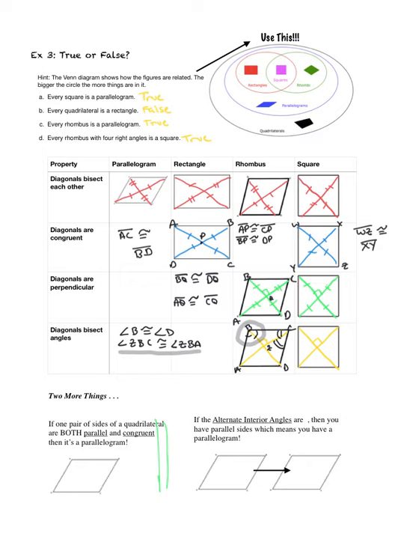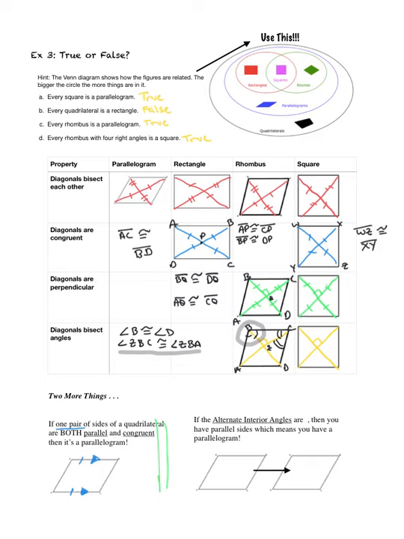All right, let's do 2 more things. And these are not so much cheat sheets, but they're kind of simple ways to know. If one pair of sides of a quadrilateral is parallel and congruent, then it's a parallelogram. So if these are parallel and congruent, then it's a parallelogram. I don't need to know anything else. That statement alone tells me it's a parallelogram.